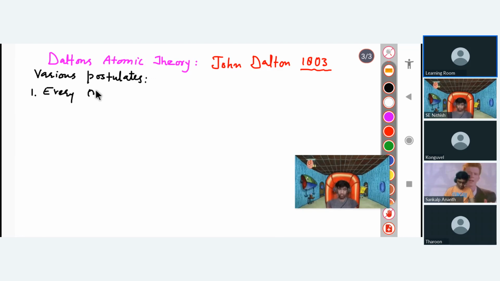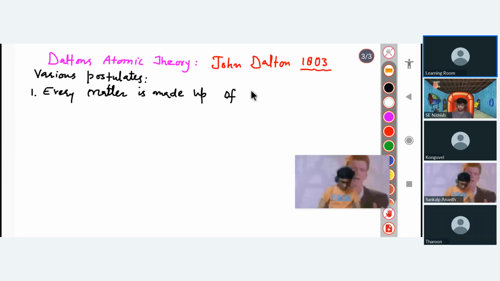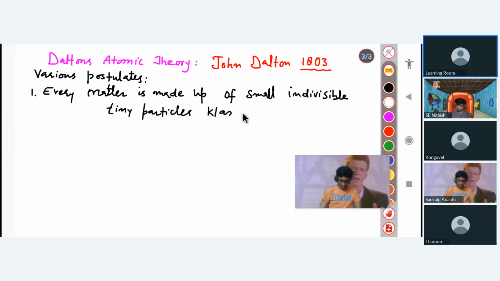Every matter is made up of small, indivisible, tiny particles known as atoms. So it was told by John Dalton.